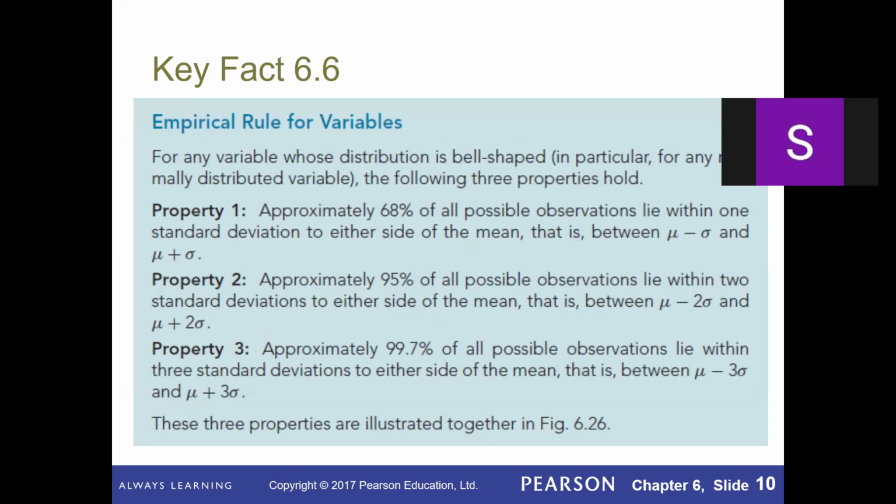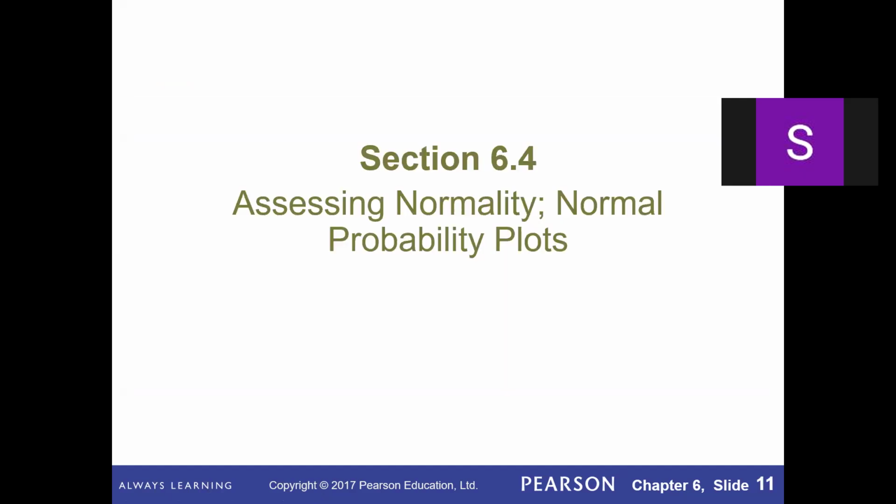The empirical rule for variables suggests that for any normal distribution, approximately 68% of all possible observations lie within one standard deviation to either side of the mean, approximately 95% of all possible observations lie within two standard deviations, and 99.7% of all possible observations lie within three standard deviations to either side of the mean.